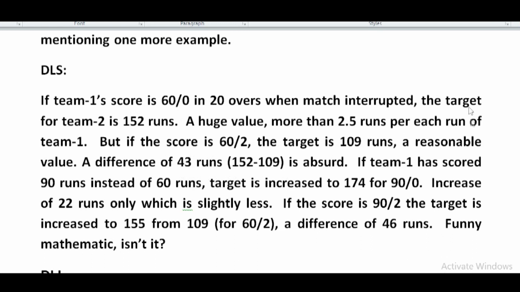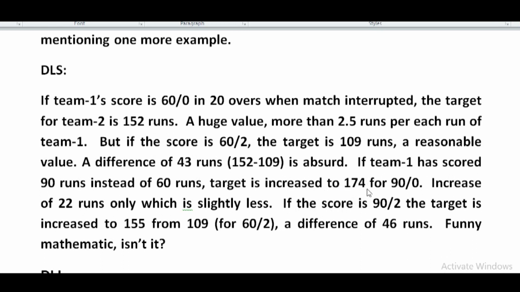Okay, now if team 1 has scored 90 runs, instead of 60, if team 1 has scored 90 runs, the target is increased to 174. That means from 152 to 174, that means only 22 runs. For 30 runs increase here, only 22 runs increase in target.